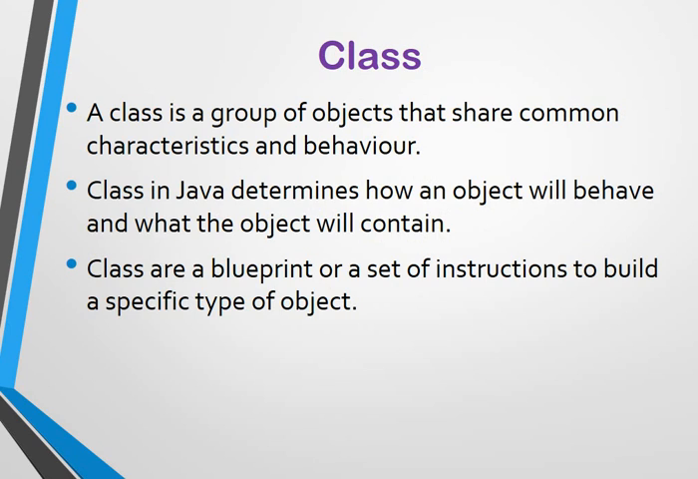Now we have learned about objects. So what happens if we have more than one object having common behavior and common characteristics? We group them together and form a unit. That unit is called a class. So a class is a group of objects that share common characteristics and behavior.